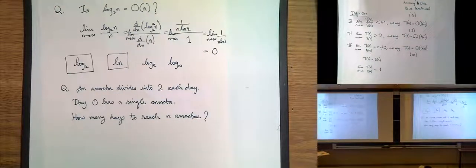Does the question make sense? So forget big O, omega, linked lists, everything. You have an amoeba. Every day it divides. So each amoeba divides into 2. How many days is it going to take to reach n amoebas? I want you to work this question out. I'll give you a few minutes.